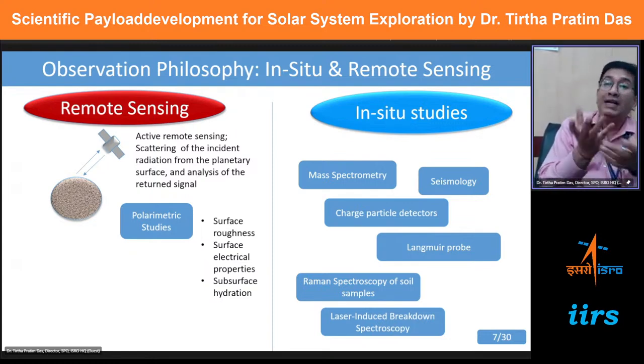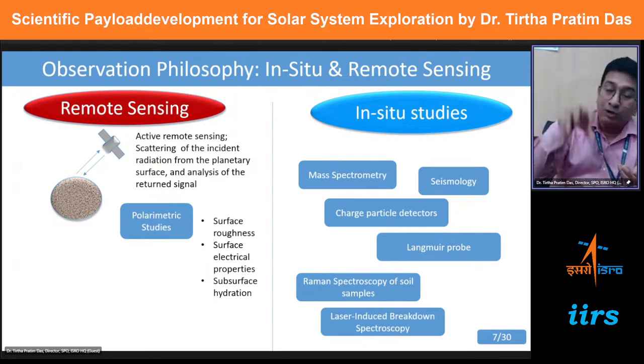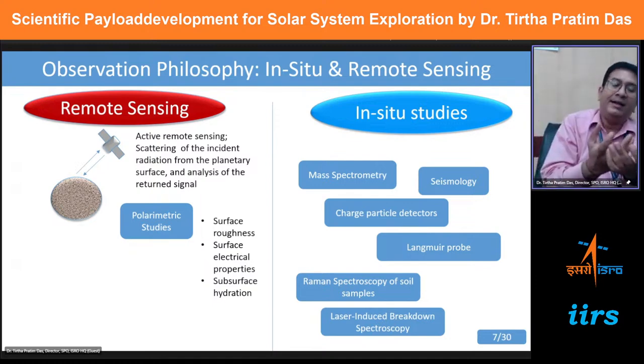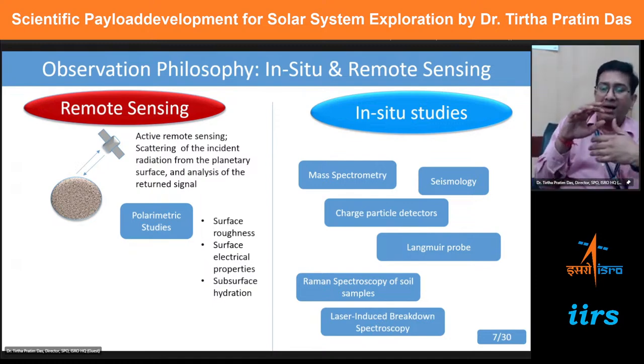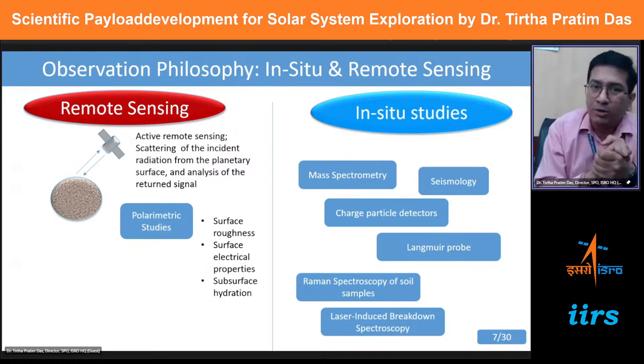So you have polarimetric studies. You send a particular sort of polarized light, and the light interacts with the surface, and the light which comes back to you may undergo a certain change in the state of polarization. So it tells you about surface roughness, surface electrical properties, or surface hydration. This is all about the remote sensing observations.